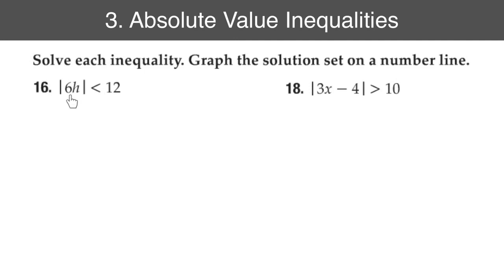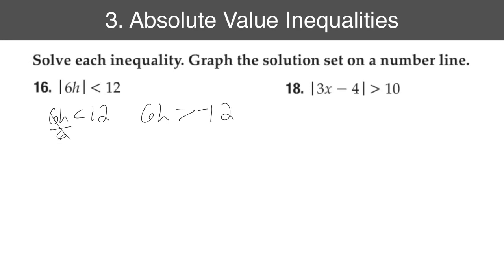First up, we have the absolute value of 6h is less than 12. So just like a normal inequality, you're going to split this into its two parts. So the first one, you always just drop the absolute value symbols and write it exactly how you see it. The second one, you're going to write it the same way, but this time instead of a positive 12, it's going to be a negative 12, and because you made that 12 negative, you're going to flip that inequality symbol around. Now, you just solve both of these.